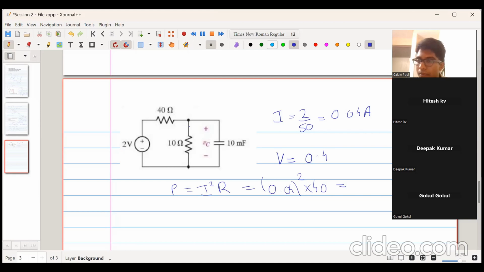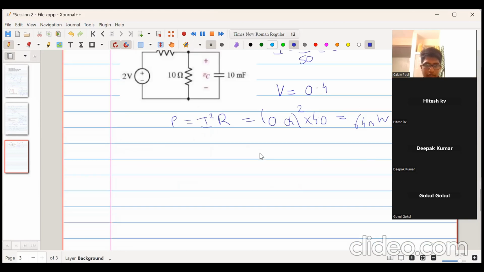0.064 watt. So that is in watts. So you have to get it in milliwatts. So it will be 64 milliwatt. Okay. So that's the way you can solve this.